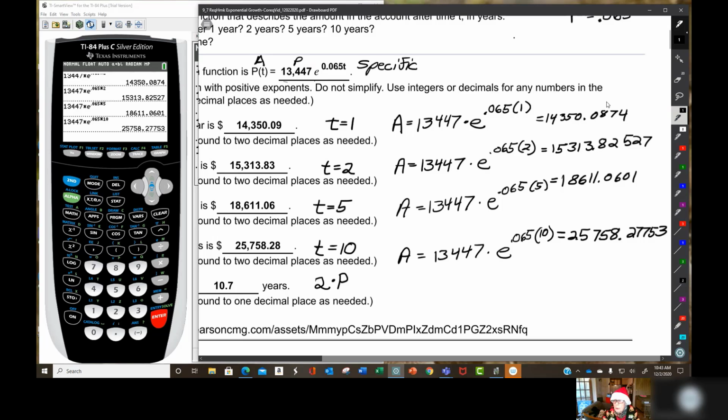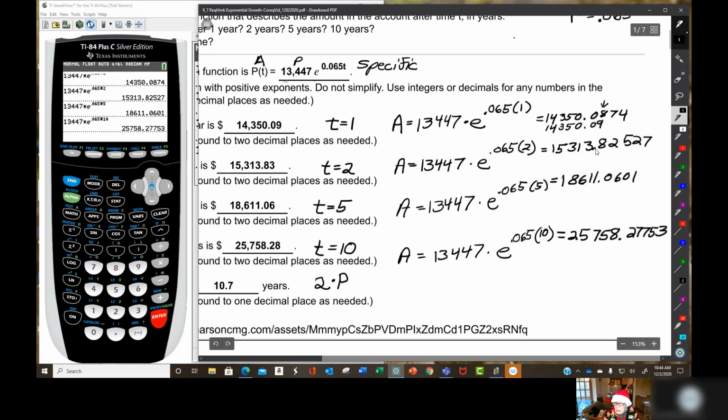So we're told to round to 2 decimal places. That's the second decimal place. I look immediately to the right, and this 7 is going to cause the 8 to go up to a 9. So this answer will become 14,350.09. And check it over here. Yes!